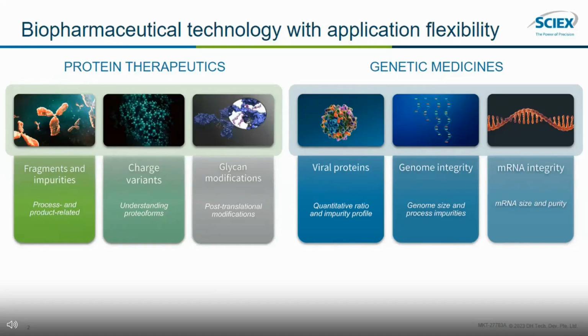And we're also able to use CE for gene therapy as well. For gene therapy, separations are facilitated by different gel matrices for characterization, which include quantitative ratio and impurity profiling of viral proteins, characterization of genome size and its process impurities to assess the genome integrity of a viral particle, and mRNA size and purity before and after lipid nanoparticle encapsulation.